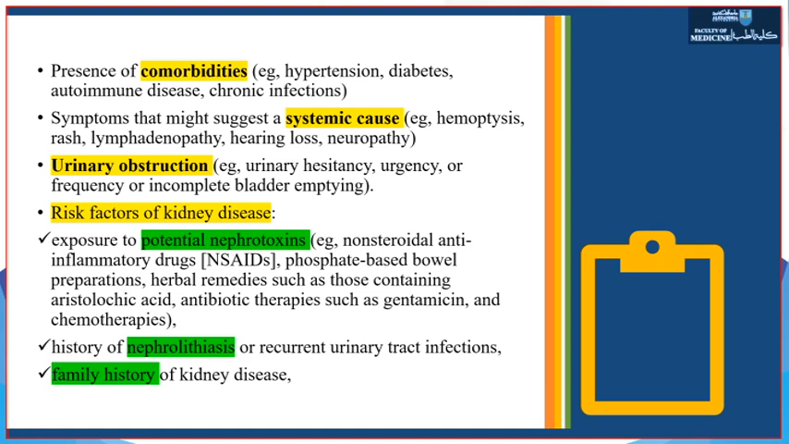You have to ask about the presence of comorbidities like hypertension, diabetes, autoimmune disease, and chronic infections. You have to ask about symptoms that might suggest a systemic cause, including hemoptysis, rash, lymphadenopathy, hearing loss, and urinary tract symptoms such as hesitancy, urgency, and frequency. Ask about risk factors for kidney disease: nephrotoxic medication like non-steroidal anti-inflammatory drugs, herbal remedies, antibiotics such as gentamicin, and chemotherapies, history of recurrent stones, and family history of kidney disease.